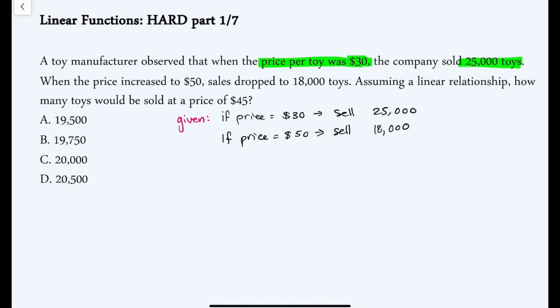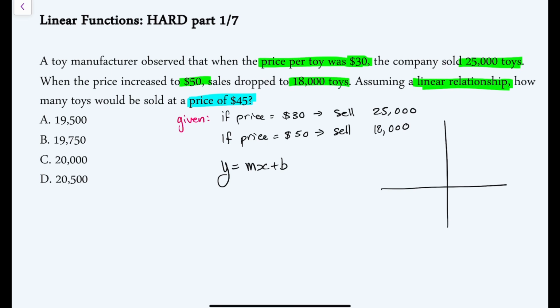Assuming a linear relationship is also key, because they're telling us that the equation is going to be linear, in the form of y is equal to mx plus b. How many toys would be sold at a price of $45? Okay, so let's understand what is going on here first.